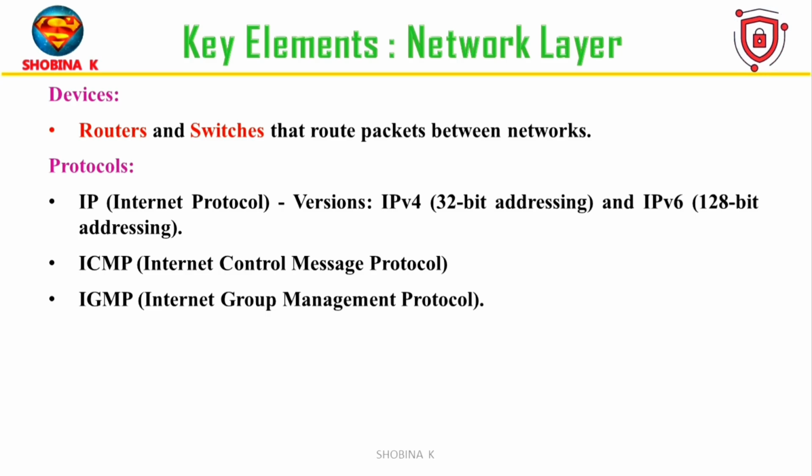Next, Internet Control Message Protocol. It is used for error reporting, diagnostics, and network troubleshooting. This protocol enables the ping and traceroute commands to work. Ping uses ICMP to send an echo request to another device. It checks if a device is online. It sends a request and waits for a reply.